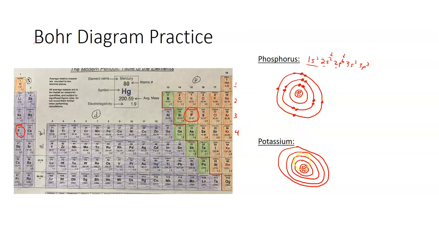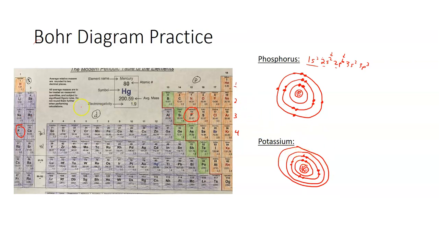And then again, we know that our first energy level just has 2 electrons. We'll go ahead and put those in there. We already know that our second energy level is all the way filled up with 8 electrons. So I'm going to draw all 8 there. 2, 3, 4, 5, 6, 7, and 8.